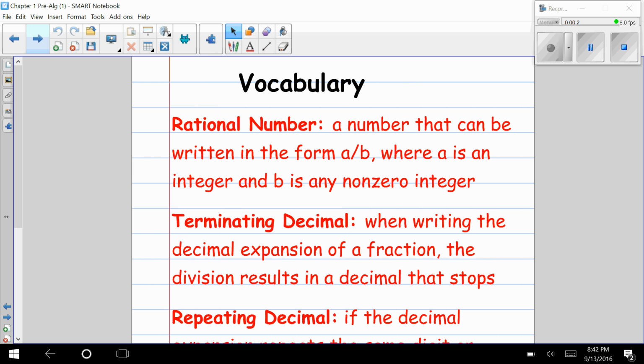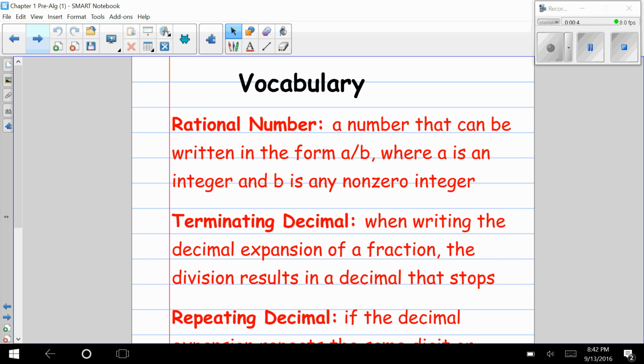A rational number is a number that can be written in the form a over b, where a is an integer and b is any non-zero integer. So basically, a rational number is any number that can be written as a fraction. This includes terminating decimals, repeating decimals, and integers. Well, what are terminating and repeating decimals?